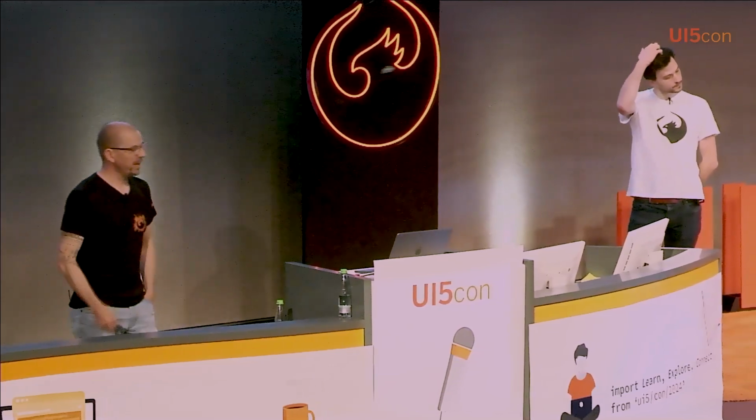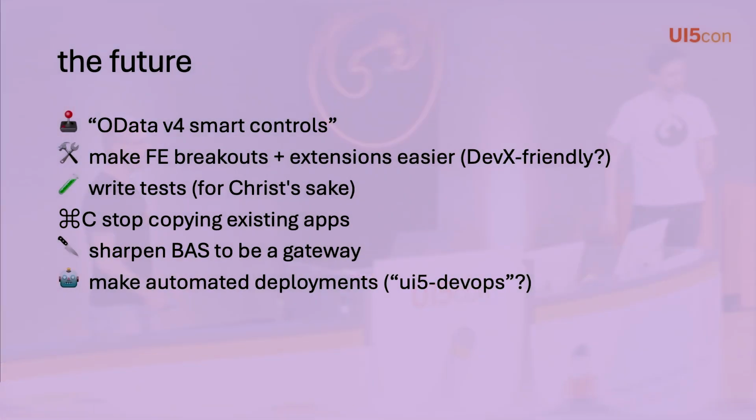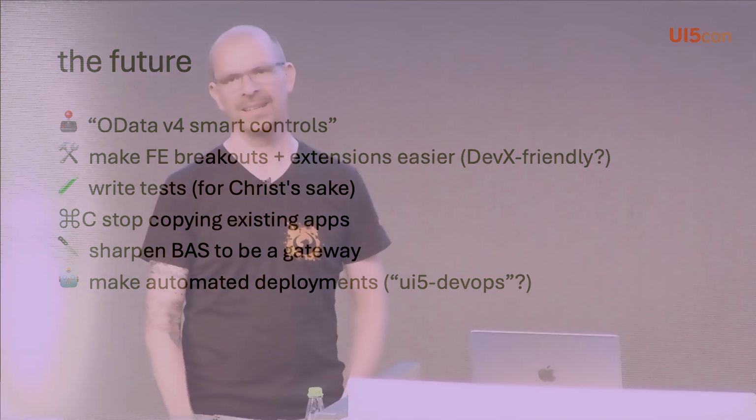And then make automated deployments. You saw in the second slide how the UI5 applications get onto the production systems. It was predominantly either from the developer computer, come on, or from BAS itself, come on. I mean, CI/CD is a thing for a reason, and please utilize it.